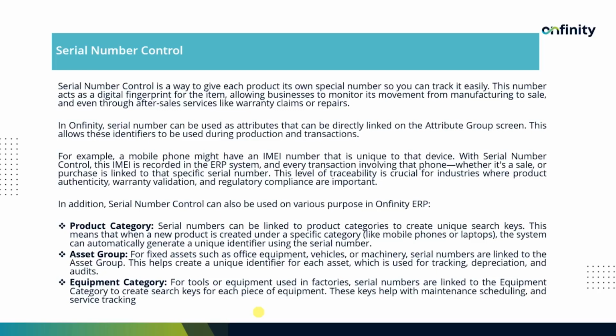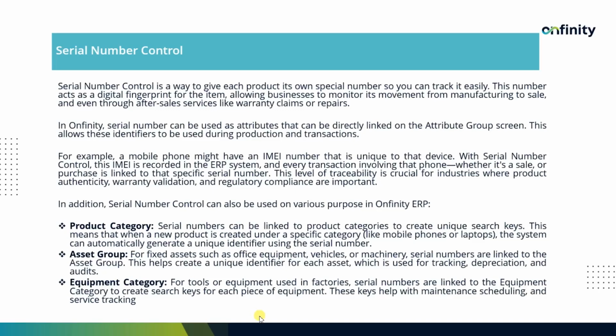For asset groups, serial numbers are linked to fixed assets like office equipment, vehicles, or machinery. This helps create a unique identifier for each asset, which is then used for tracking depreciation and audits.